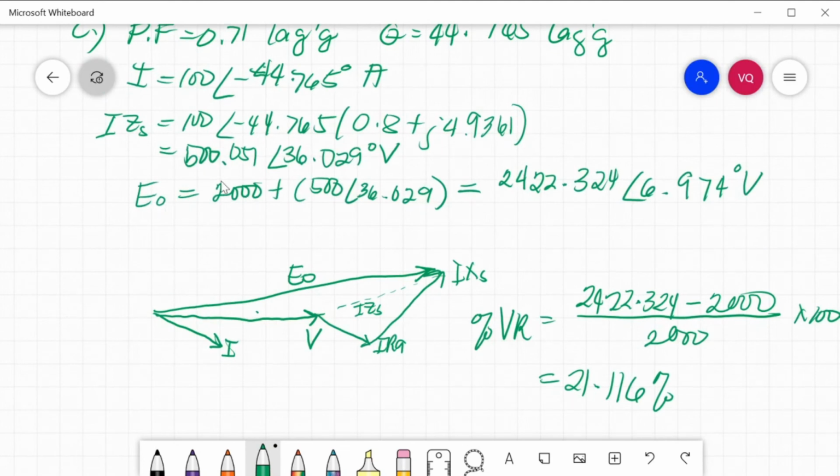Our EO now is the sum of the terminal voltage plus the drop in your synchronous impedance. So, EO will be 2,422.324 angle 6.974 degrees volts. So, this is the vector diagram of a lagging power factor. Here is the I, lagging. Also, the drop in RA and 90 degrees, the drop of IXS. Percent VR now will be 2,422.324 minus 2,000 divided by 2,000 times 100. That is equal to 21.116%.